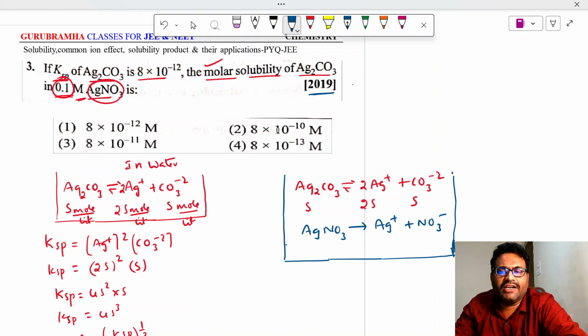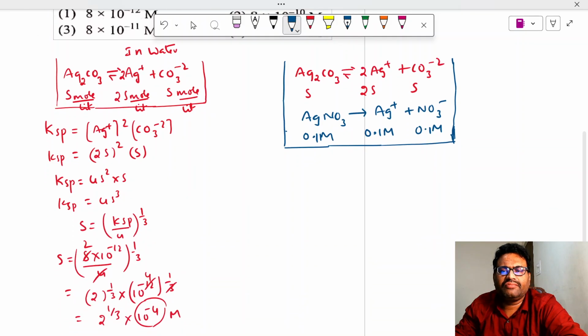Now let us see here. AgNO3 0.1 molar is given. As it dissociates completely, 0.1 molar gives you 0.1 molar Ag plus and 0.1 molar NO3 minus, right? Now let us write Ksp for this. Ksp of Ag2CO3 is equal to the Ag plus concentration power 2 into the CO3 minus 2 concentration. This one.